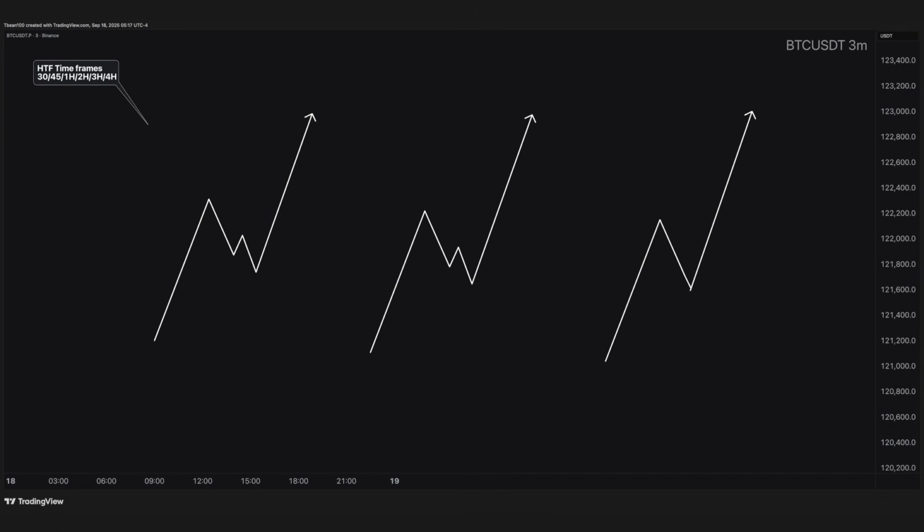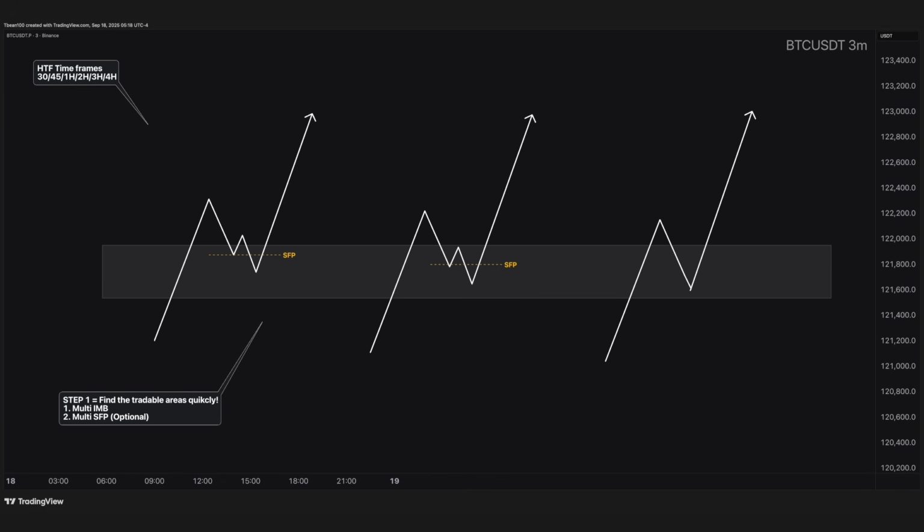What you are doing here is actually very straightforward. You are simply looking for a multi-imbalance area. Inside these areas, you then try to find multiple swing failure patterns. Now, swing failure patterns are not absolutely mandatory, but they are very strong supportive structures. Alright, you just completed the first step. It is extremely simple as you can clearly see.